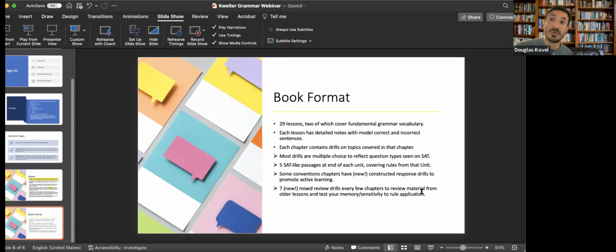So students are more likely to remember information they learn when they have some kind of gap between the original time they learn it and when they practice it. So I did that partially to help with your memory.